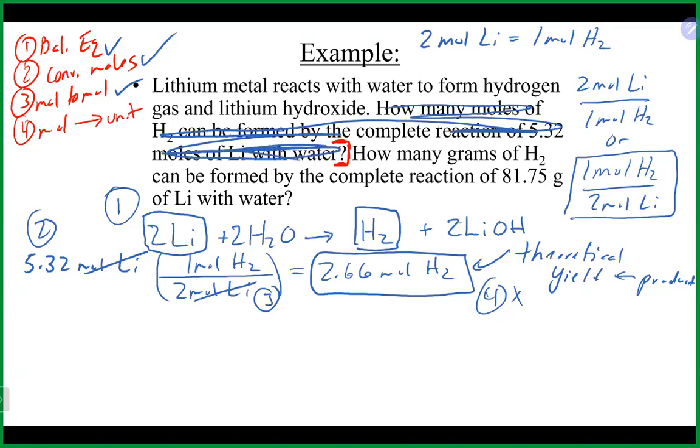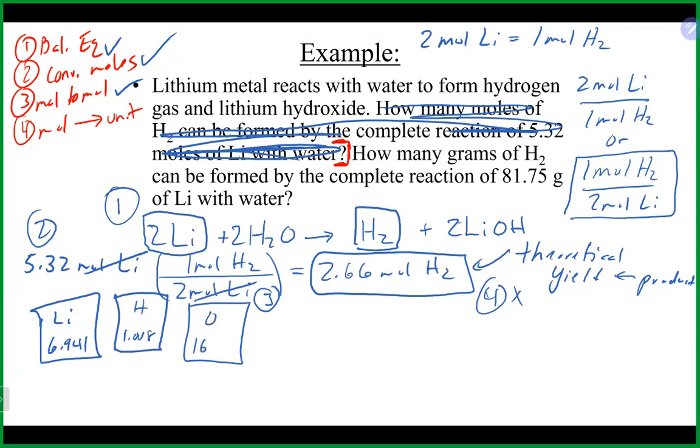Doing the same reaction, how many grams of H2 can we form from the reaction of 81.75 grams of lithium? A couple of numbers that might be helpful. Lithium is 6.941. Hydrogen 1.008. We'll throw oxygen up for fun, maybe. I don't know if you need it. 16. All right, so see what you come up with. Let's try the second half there.